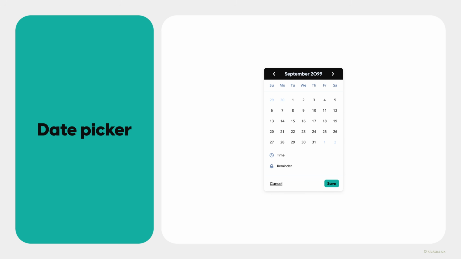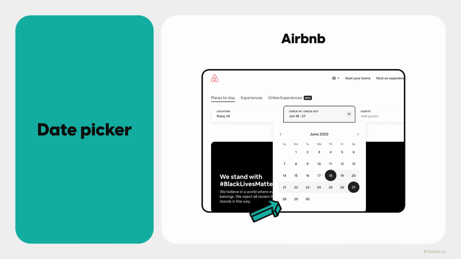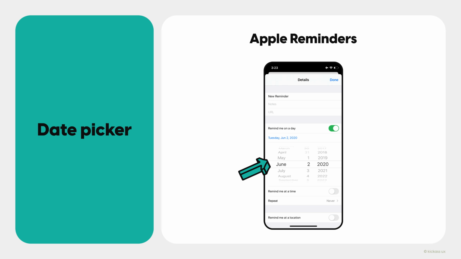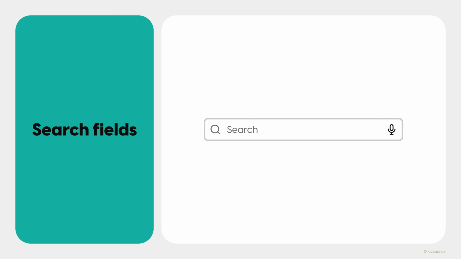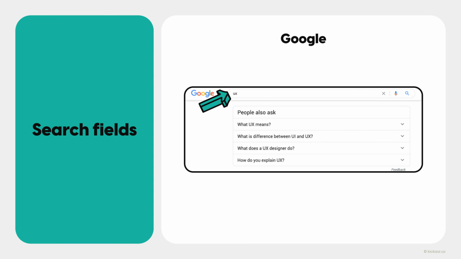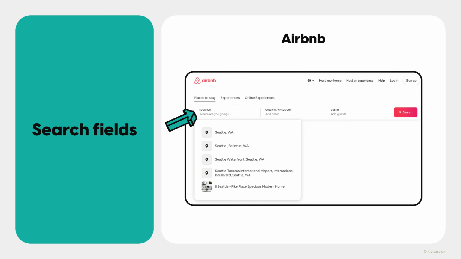11th, are date pickers. They are just like what they sound. They allow users to pick a date and/or time. For example, here is a date picker used on Airbnb. It allows you to seamlessly choose a start and end date for your trip. And here is an example of a date picker from Apple Reminders on the iPhone. 12th, are search fields. They give users the ability to search for content using keywords or phrases. The most famous search field in the world is probably Google Search. Another example of search is on Airbnb. Here you search for location you'd like to stay at a specific time with a certain number of people.